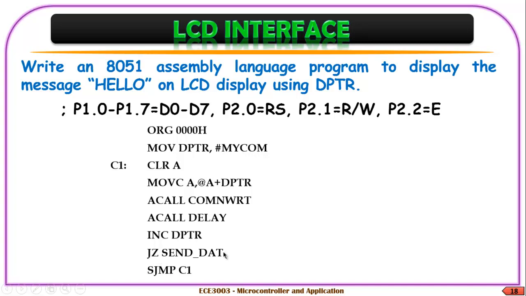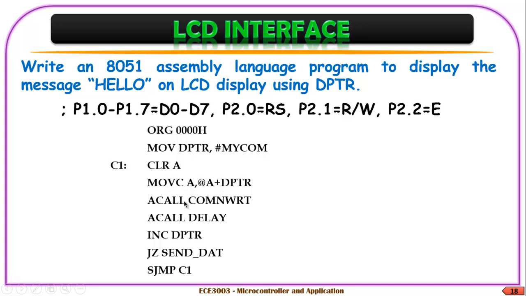So we'll check whether all the values have been completed. Once it's completed, it will process the data values to be displayed on the LCD. But we are trying to access 0E, not the 0 value in the database. Since it's not 0, it will go to the next instruction where we are jumping to the C1 label. Again, it will clear the accumulator and perform the operation of passing the next value, 0E, to the accumulator.